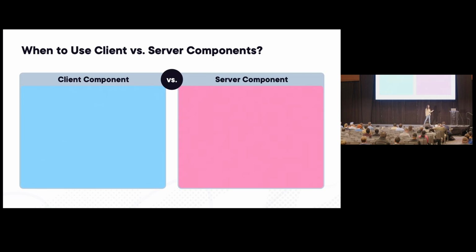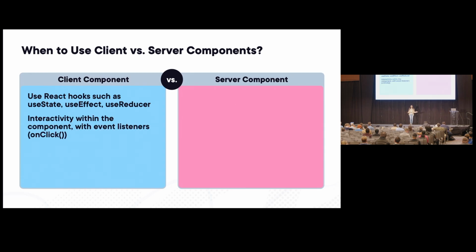So a guideline of when do I use a client component versus a server component. It's not rocket science. It's pretty straightforward. You would use a client component if you use any React hook, like we talked about the useState, the useEffect, reducer, or any other hooks that your libraries come with, that would be straightforwardly a client component. If you have interactivity and event handlers, you probably use a client component.